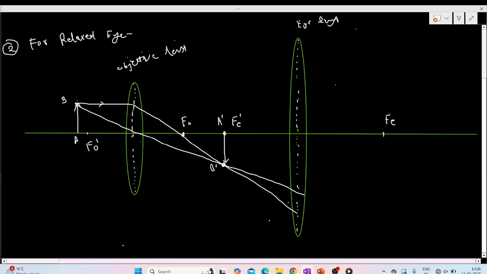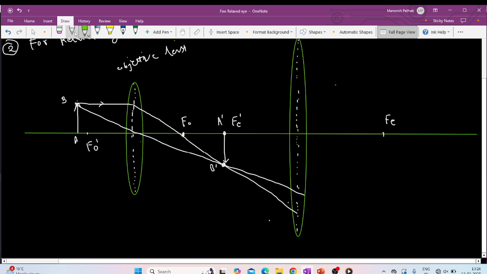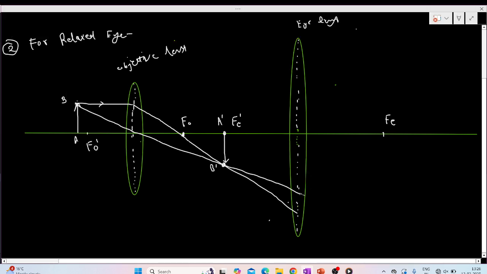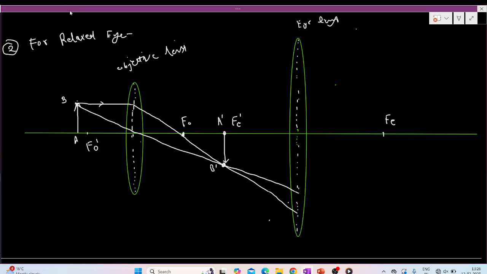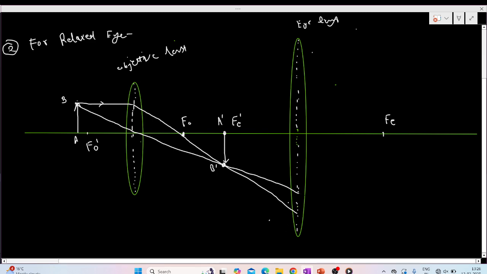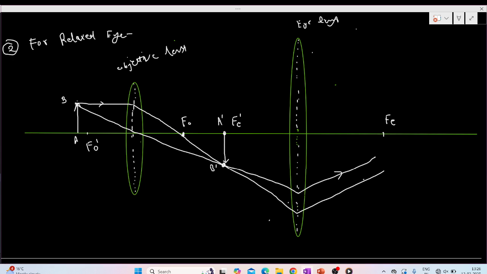Now, on further refraction, these rays will go like this. Keep in mind, these rays, further refraction. Let me first erase this extra part. Okay. Now, what will happen? These rays will converge because this is a converging lens. These both rays will converge toward the principal axis, and these automatically become parallel because the object is placed at focus.